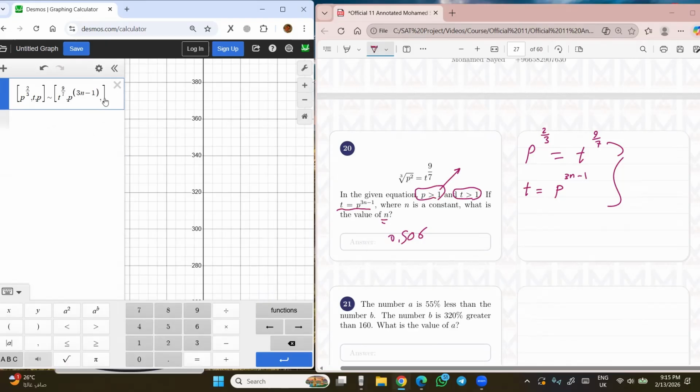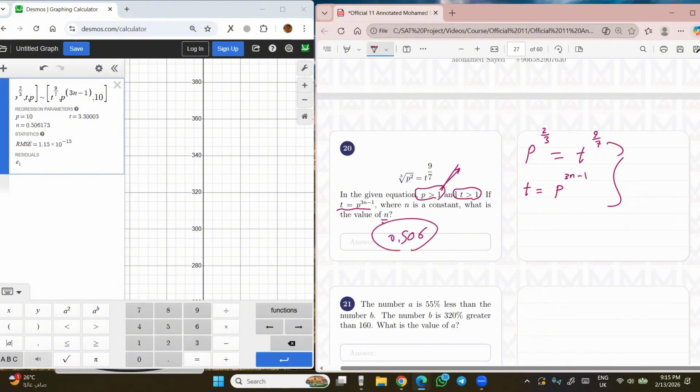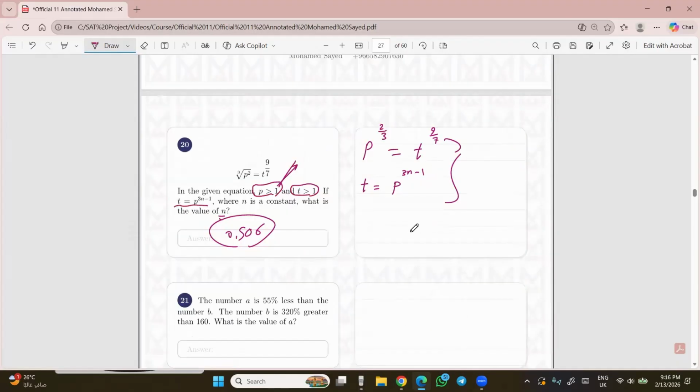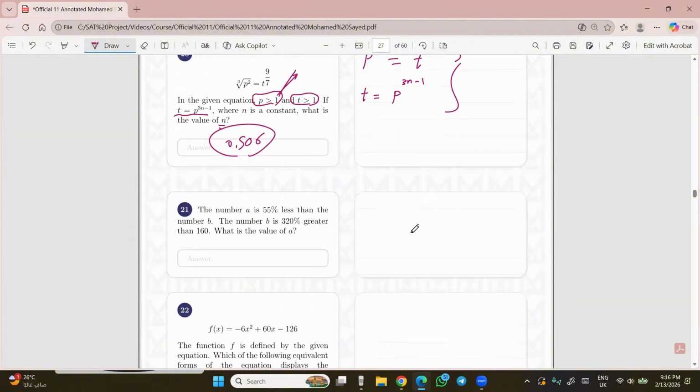What if you choose 10? The same answer. Any number you choose instead of p, you get the same answer, 0.506 for n, as you can see here. Whatever number you choose, that's okay. Because we have 3 letters, we can exclude one of them so that a graphing calculator like Desmos can recognize that we have only 2 variables, not 3 variables. And that's how to get the answer using Desmos, a very efficient and quick method to solve this kind of question.